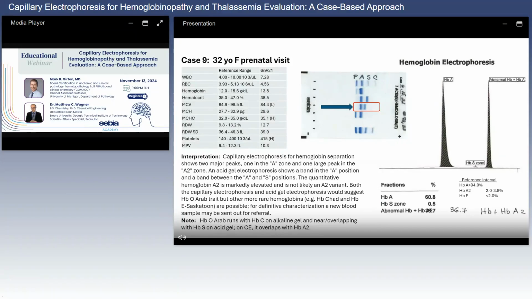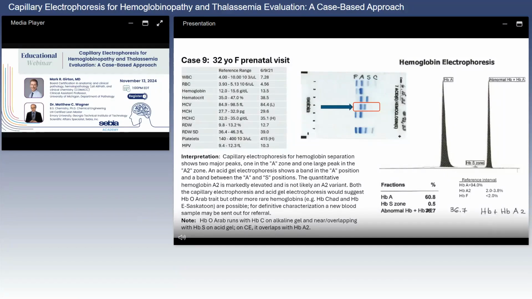Both capillary electrophoresis and acid gel electrophoresis would suggest hemoglobin O Arab trait, but other more rare hemoglobins, so perhaps hemoglobin Chad or hemoglobin E Saskatoon, are possible. So for definitive characterization, a new blood sample may be sent out for referral.